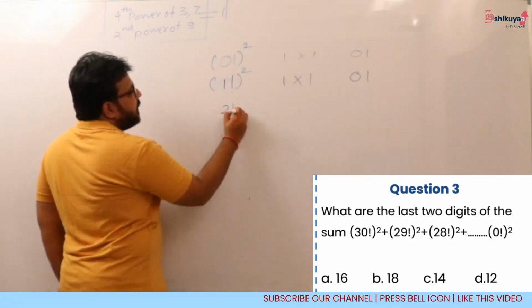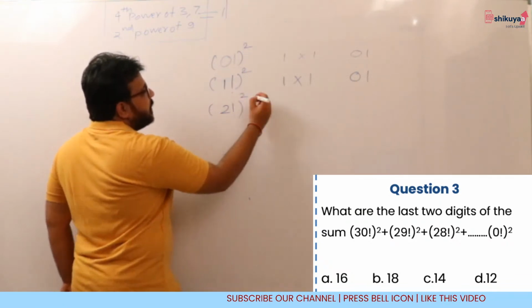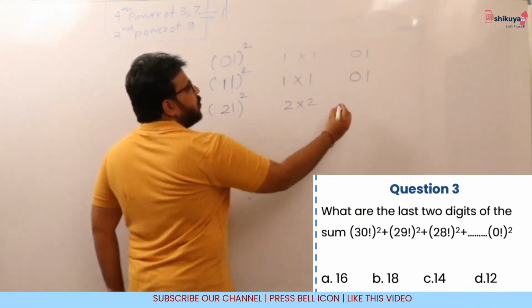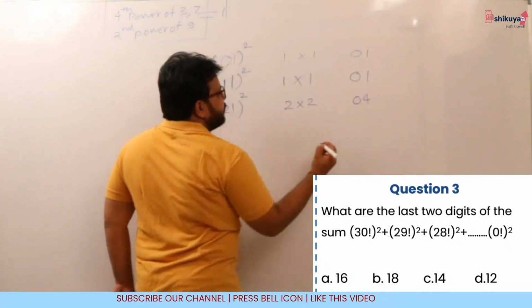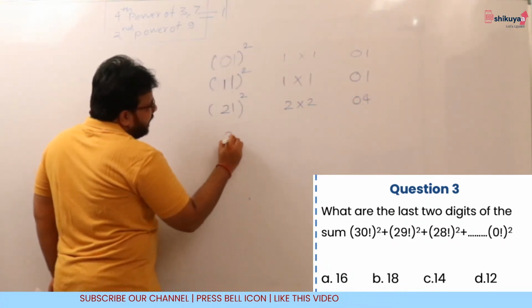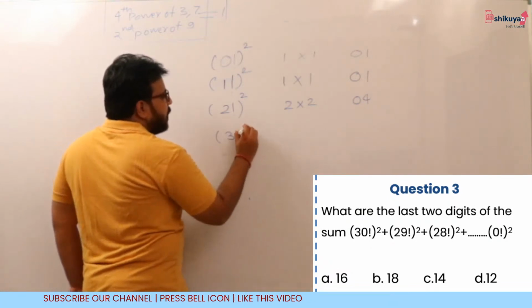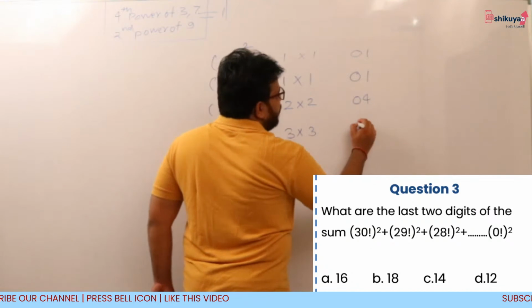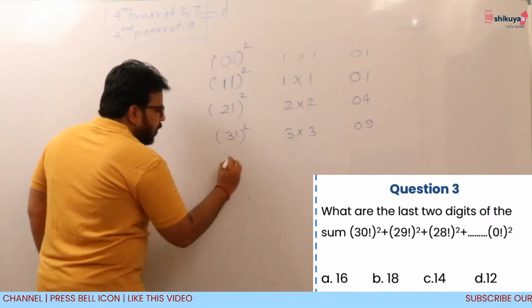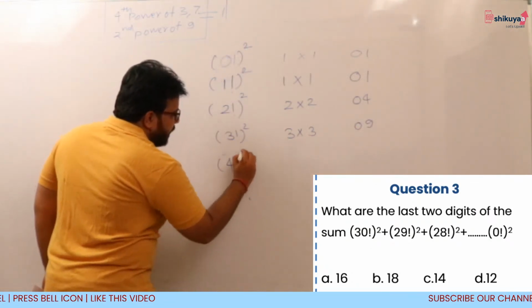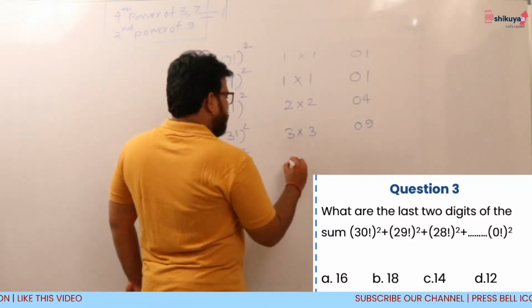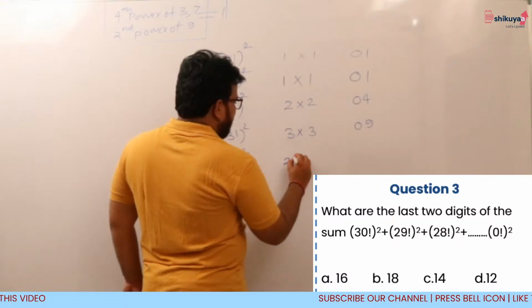Now 2 factorial. 2 factorial is 2. We have recently done it. So 2 into 2 becomes 0, 4. Right? Now 3 factorial square. So as we do it, 3 into 3, that becomes 0, 9. So 4 factorial square. When we do 4 factorial square, we get 24. Am I right?